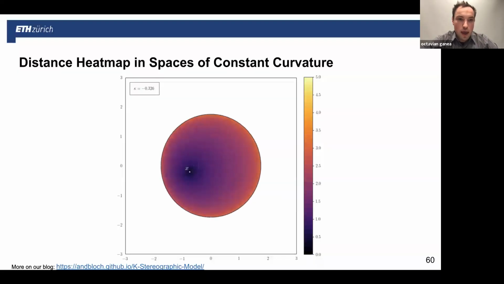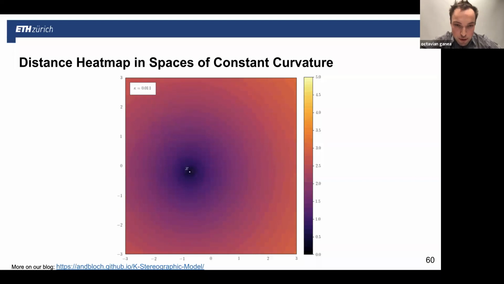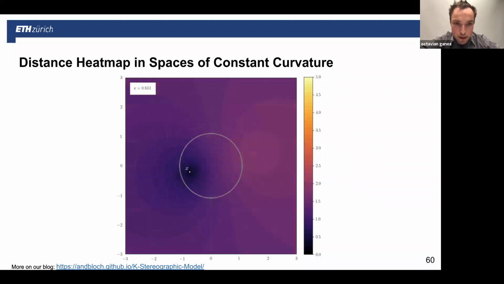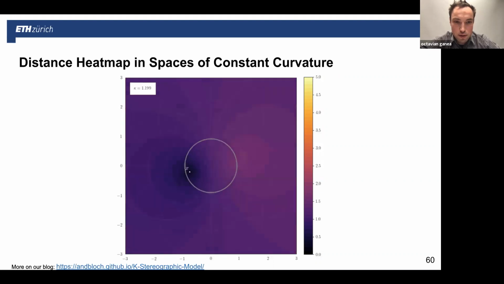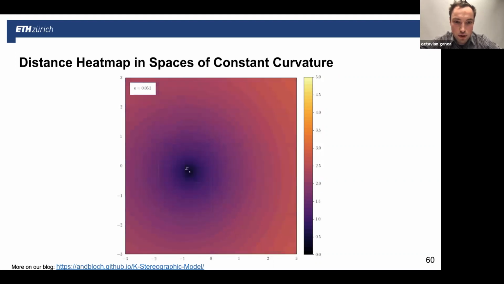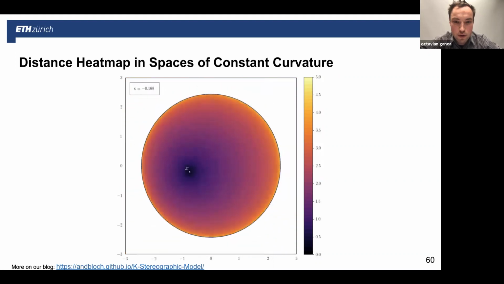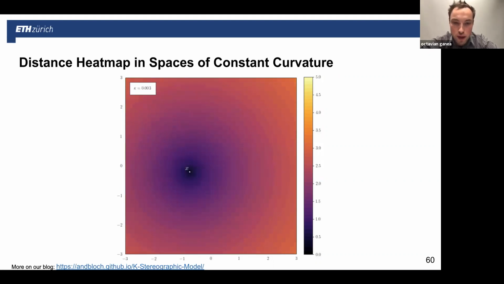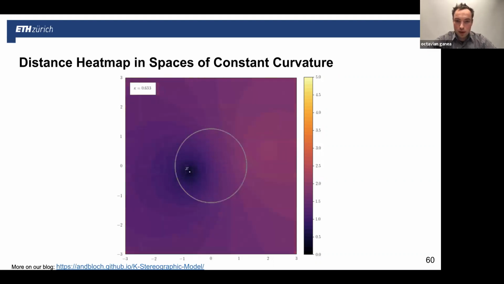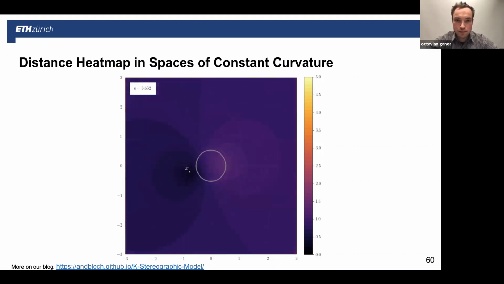Here I'm also showing the distance heat map for different types of curvatures. Again, positive curvature is sphere, zero curvature is Euclidean space, and negative curvature is hyperbolic space. For negative curvature, we have to constrain the space to stay inside the ball of a fixed radius.